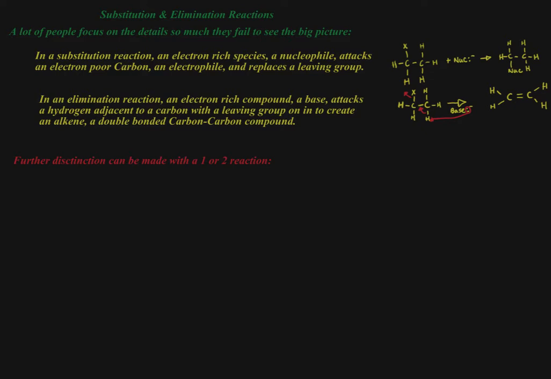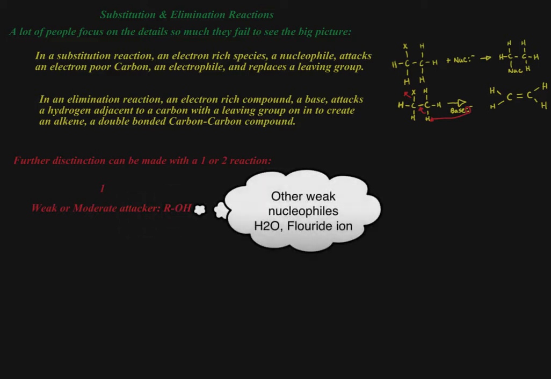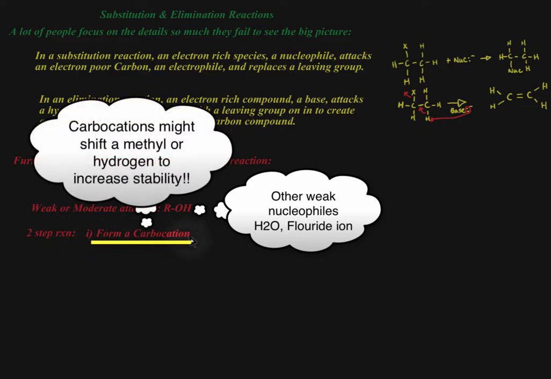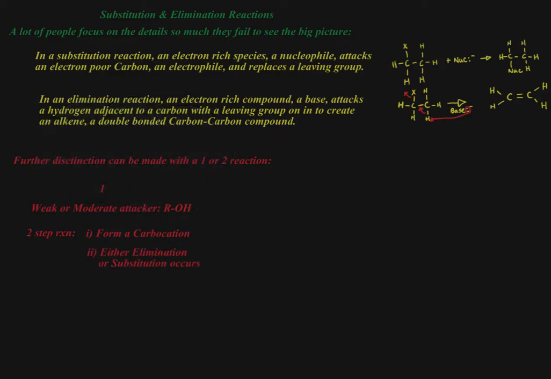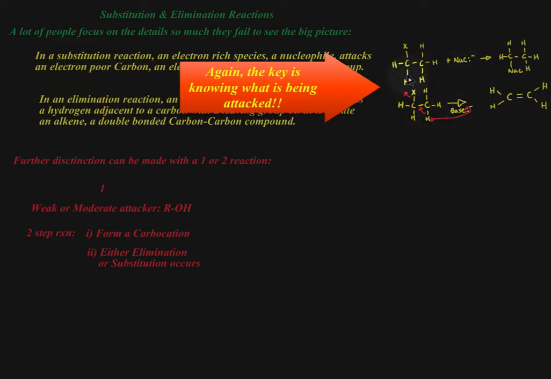You can further make distinctions between substitution and elimination depending on whether it's one or two. So for group one, for instance, you're going to be looking for weak to moderate attackers, alcohols. It's a two-step reaction. The first step is we're going to form what's called a carbocation. If you remember, these are the ones that have the empty p orbital, are sp2 hybridized, and basically have a plus charge, with 3-2-1 stability. Then we're going to either have elimination if we attack the hydrogen with our electron-rich species, or if it's attacking the electrophilic carbon here, then it's a nucleophile and it's a substitution reaction.